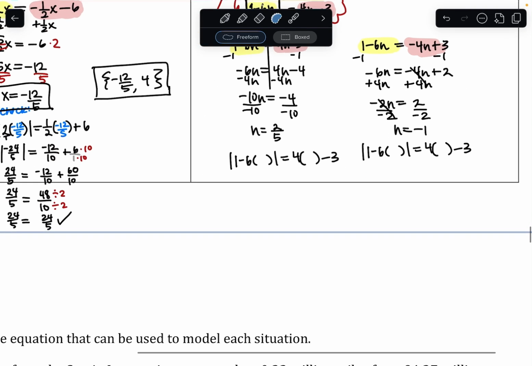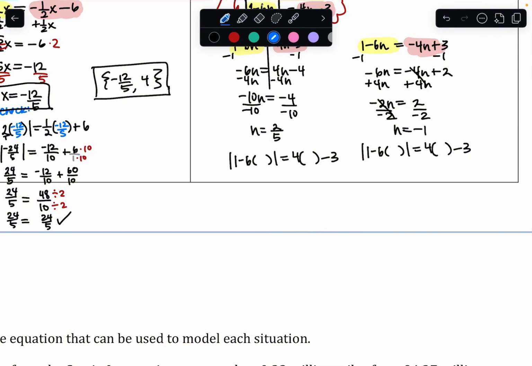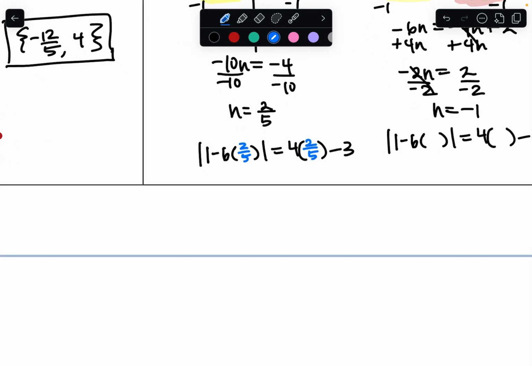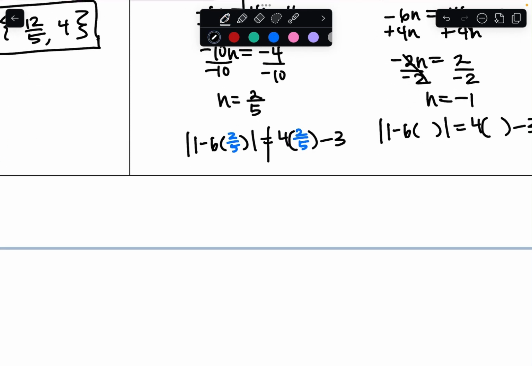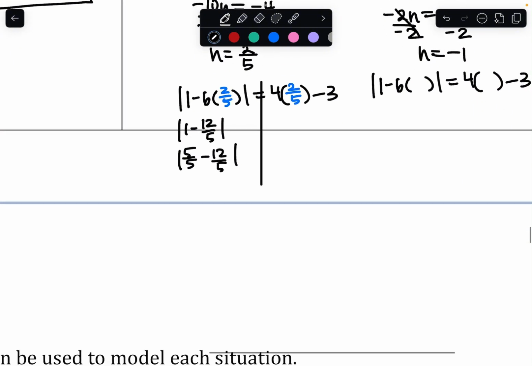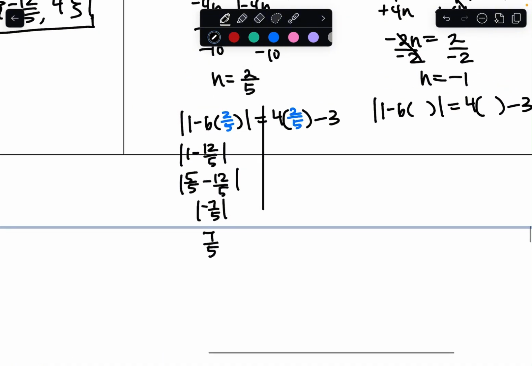Okay, and so when we check 2/5, remember, stay on the left and stay on the right. You're only allowed to number crunch. And so I get 1 minus 12/5, which is 5/5 minus 12/5, which is -7/5. And when we take the bars or take the absolute value, it's +7/5.